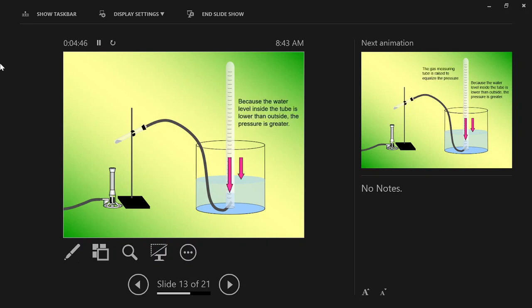Because the water level inside the tube is lower than the water level outside the tube, what does that tell you about the pressure inside the tube as opposed to the pressure outside the tube?